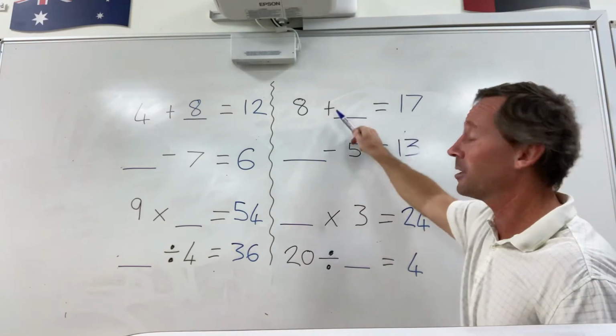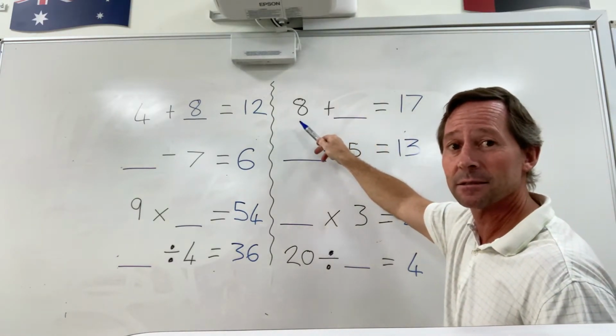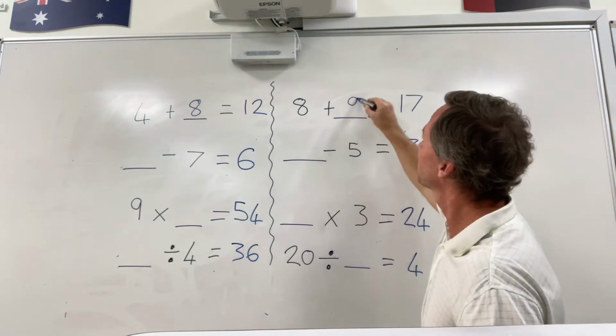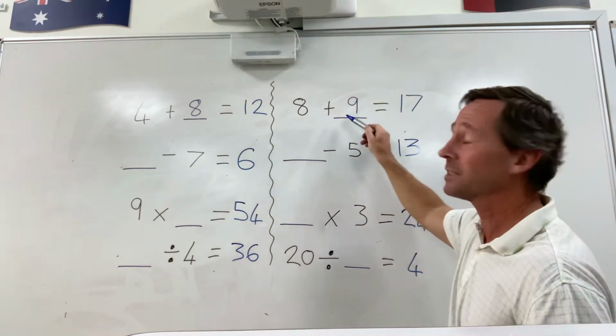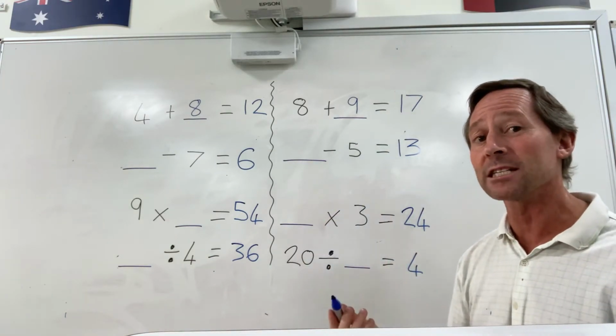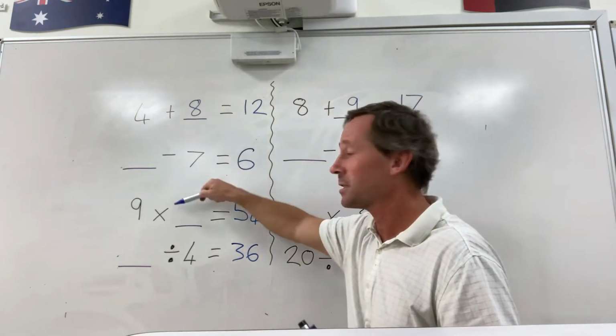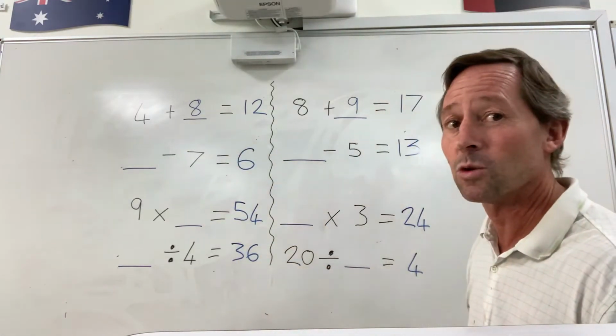17. The opposite to plus is minus. 17 minus 8, 9. Let's double check. 8 plus 9, 17. So we're doing the opposite, the inverse operation. Operation is either a plus, minus, multiplication, or division.